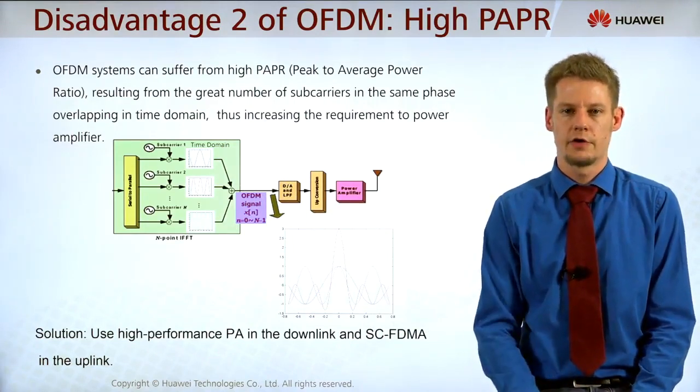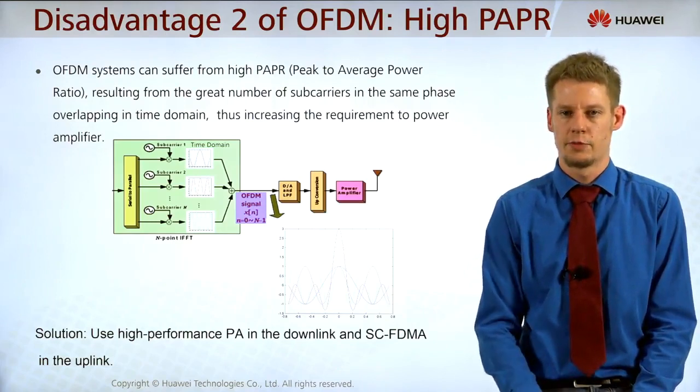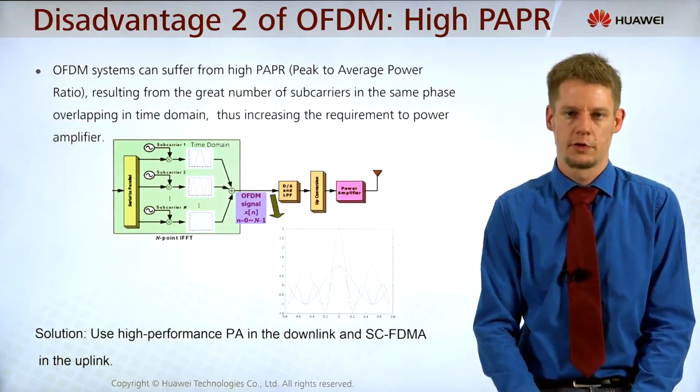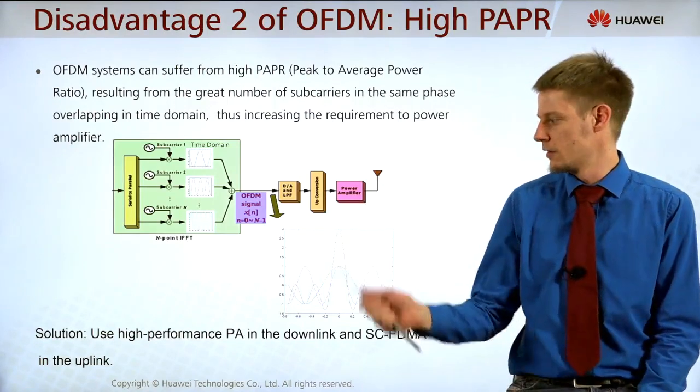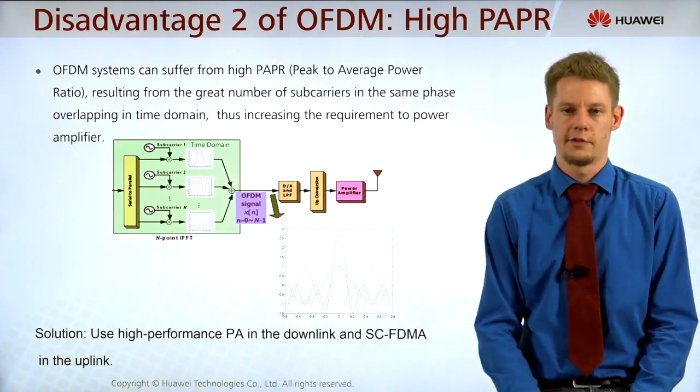Peak-to-average power ratio should be as low as possible for most of the amplifiers that are sold today. This means that we need very good hardware to maintain this in our system.